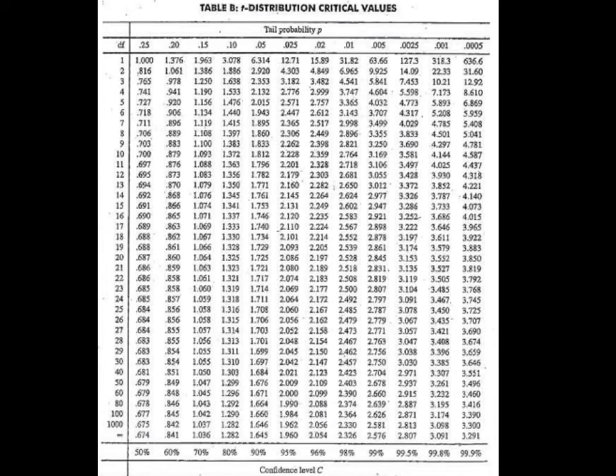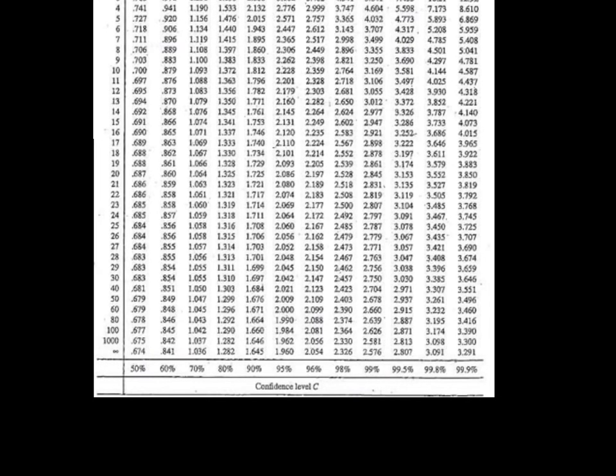These are your test statistically generated values. And down at the bottom, you will see your confidence levels. So when we were doing z-star, we knew that there was a particular z-star for every confidence level. There's a particular t-star for every confidence level as well.